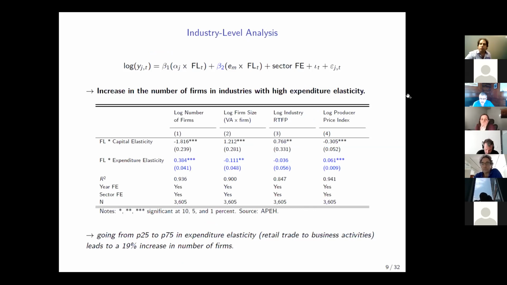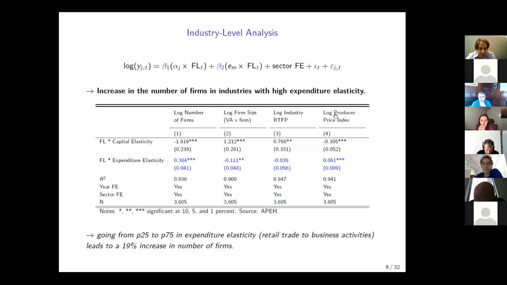Then what we do is we go for the industry level analysis. So here, what you're going to see in different columns are the number of firms in the industry, the average firm size of the industry, the average revenue TFP of the firms in the industry, and the producing price index.